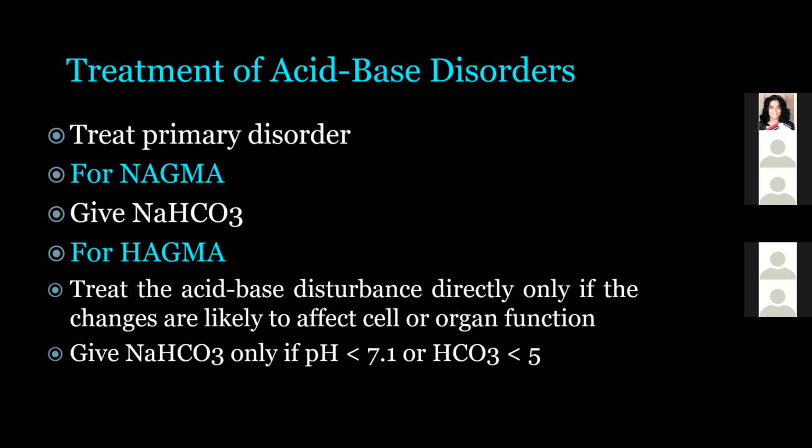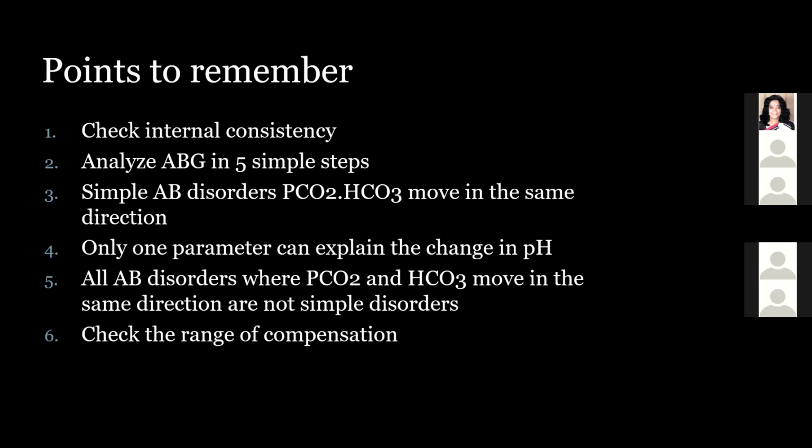So you don't treat the acid-base disturbance directly unless the changes are so severe that it's likely to affect cell or organ function. So if your pH is less than 7.1 or your bicarb is less than 5, then you would need to treat to some extent to ameliorate your pH, even though it's a high anion gap metabolic acidosis.